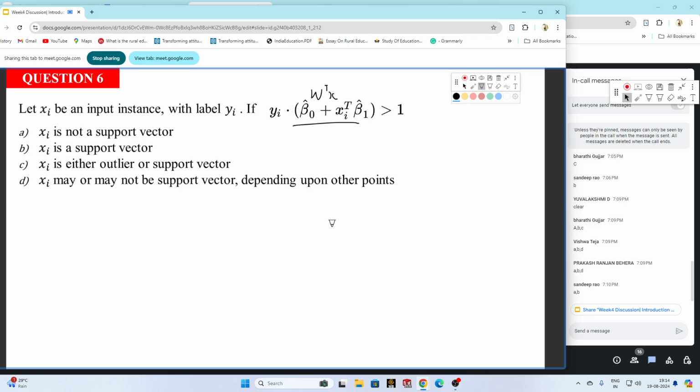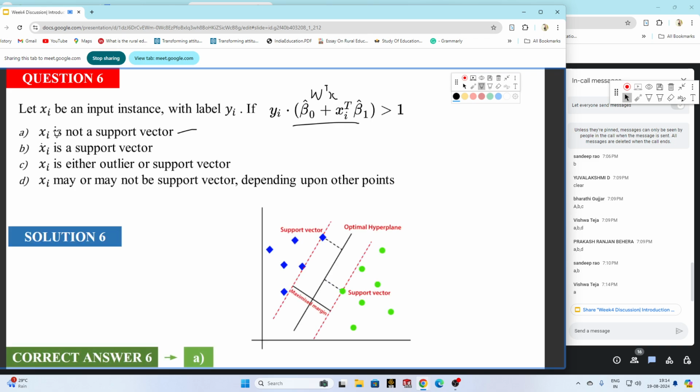So any guesses for this? Someone is telling not a support vector. Someone is telling A. Any other guesses? So yes, this is correct. Your option A is the correct answer.